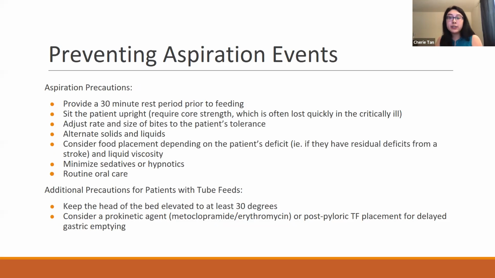Our nursing staff are actively implementing aspiration precautions for our patients. When we put in an aspiration precautions order, these are just a few of the interventions that are taking place. Patients are given a 30-minute rest period before eating. They're sat upright. The rate and size of bites, as well as the consistency of the food, are adjusted, as well as the food placement are all considerations. Patients are also given routine oral care as well. For patients with tube feeds, the head of the bed should be kept elevated to at least 30 degrees, but for those with delayed gastric emptying, we can also consider a prokinetic agent or post-pyloric tube feed placement.